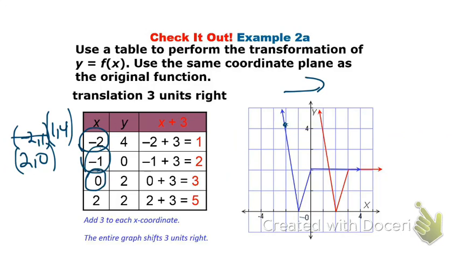Down here, we're going to affect the x again. So 0, we're going to add 3 to that. So that would be 3. So we have 3, 2. Again, the y's are not changing, only the x's. And then here, if we have a 2, and we add a 3 to that, we end up with a 5. So now we have 5, 2.